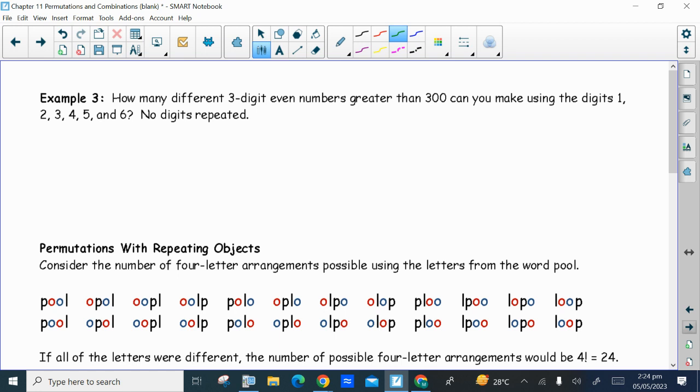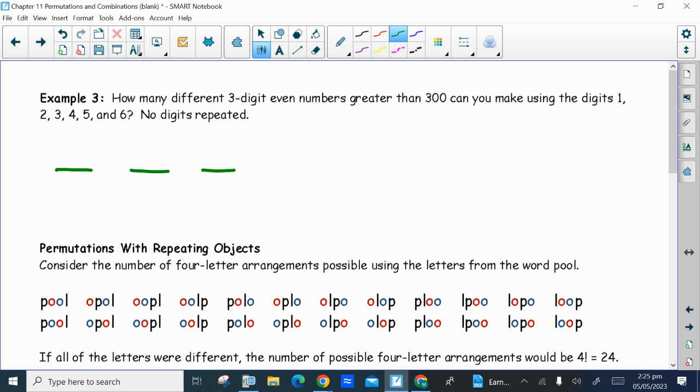Example 3: how many different 3-digit even numbers greater than 300 can be made using the digits 1, 2, 3, 4, 5, and 6, and no digits are repeated? So they're going to be 3-digit numbers. So let's mark down 3 spaces. And we actually have 2 different scenarios that we have to look at here. And here's the reason why.